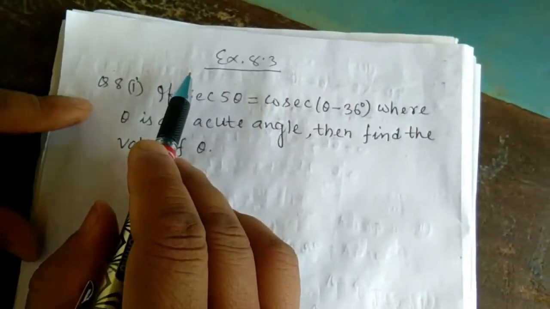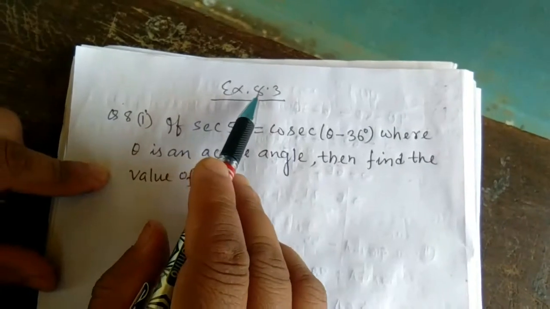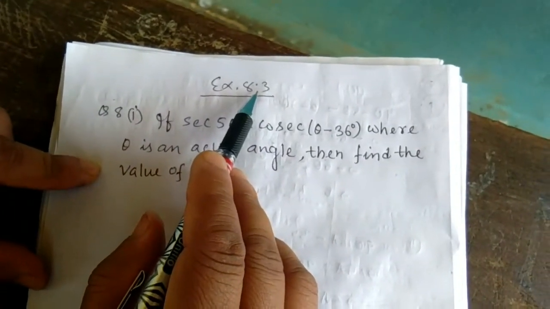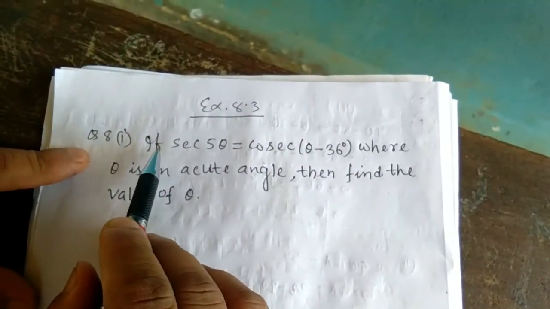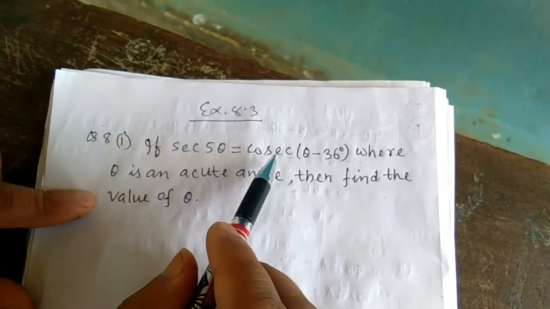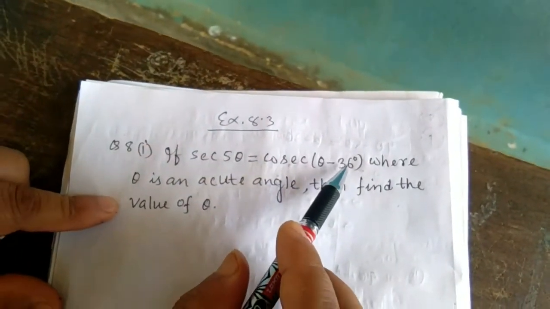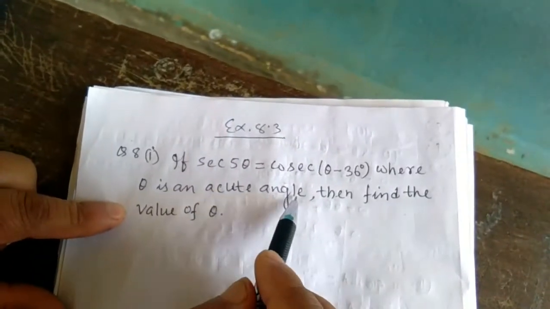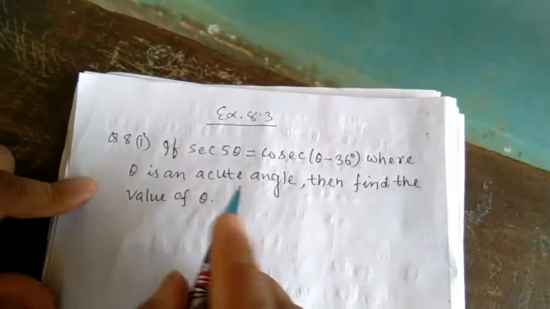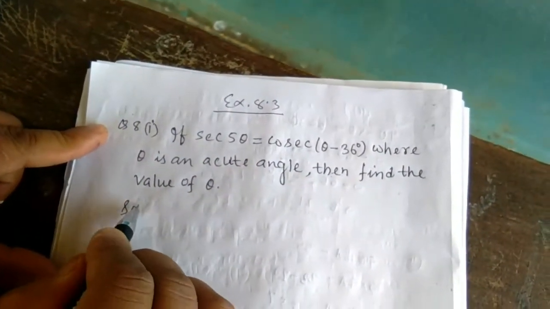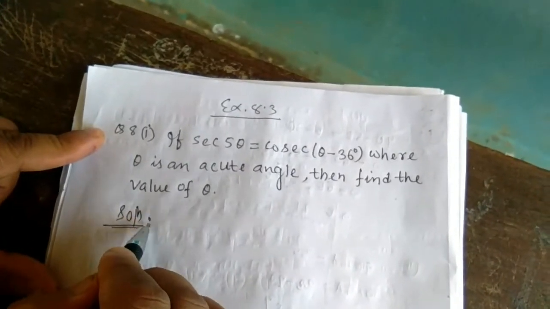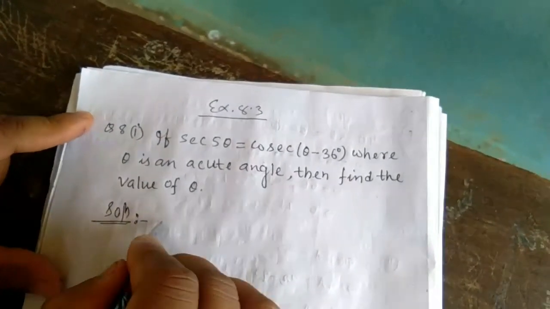Morning. Today again we are doing exercise 8.3, class 10, trigonometry. Question number 1. If sec 5 theta equals cosec (theta minus 36 degree), where theta is an acute angle, then find the value of theta. So how to find the value of theta? We did this type of problem before also. So let me show you.